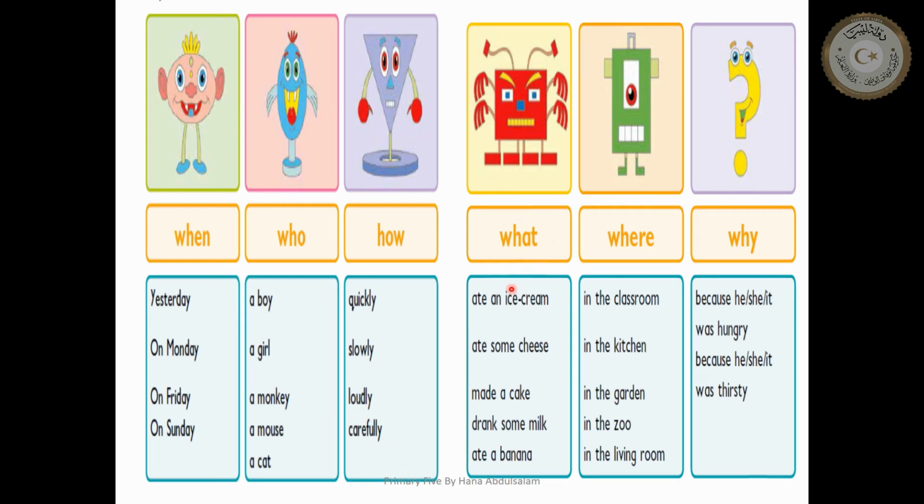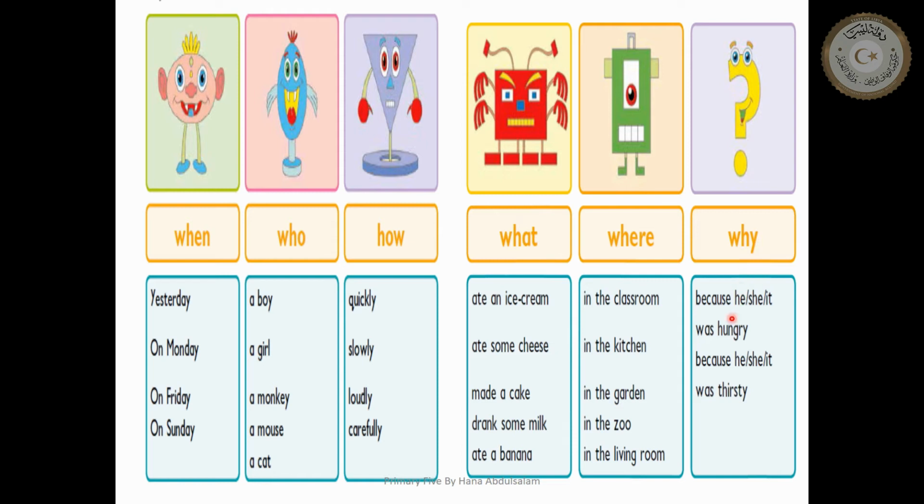"What?" Ate an ice cream. Ate some cheese. Made a cake. Drank some milk. Ate a banana. "Where?" In the kitchen. In the classroom. In the kitchen. In the garden. In the zoo. And in the living room.